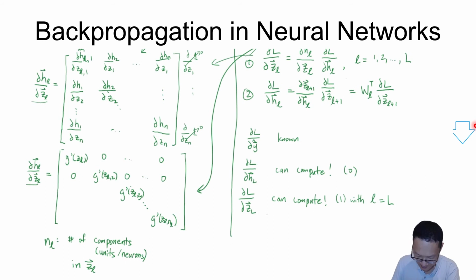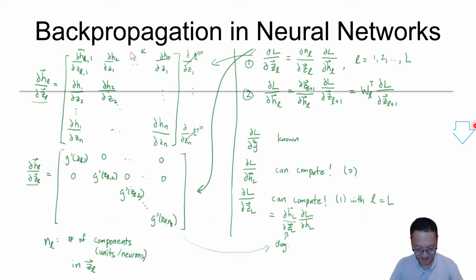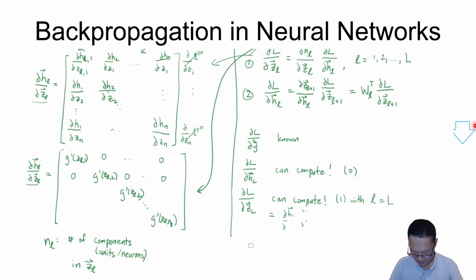Okay, so if you really want to see it, this is equal to, again, this is a diagonal matrix, and then multiply by big partial L, partial HL, capital L. So that was up here. Okay, so let's not make this so messy. Basically, I'll erase these arrows. Hopefully you can see that we can compute that.